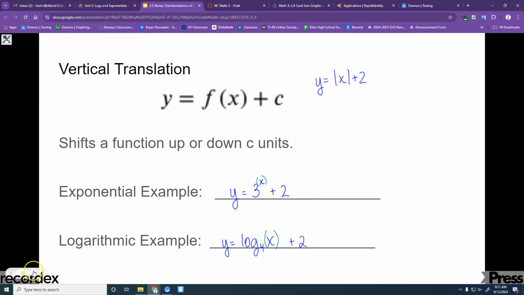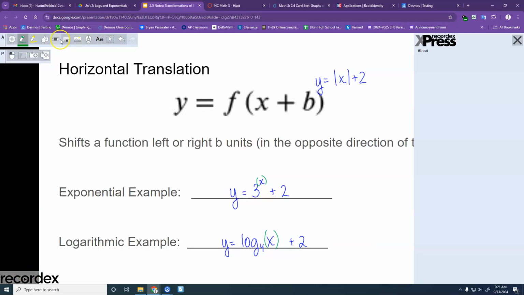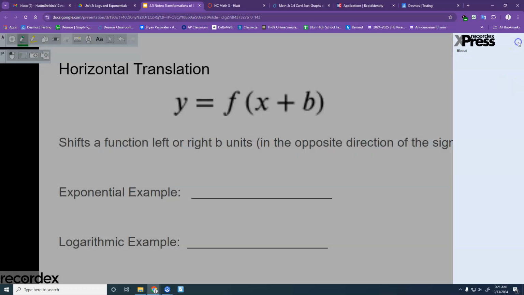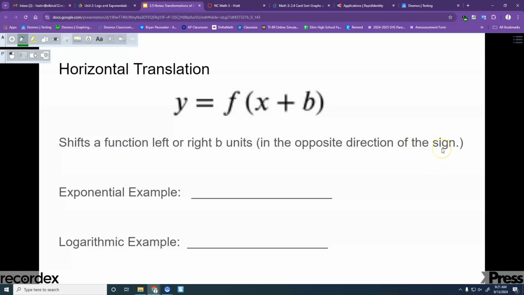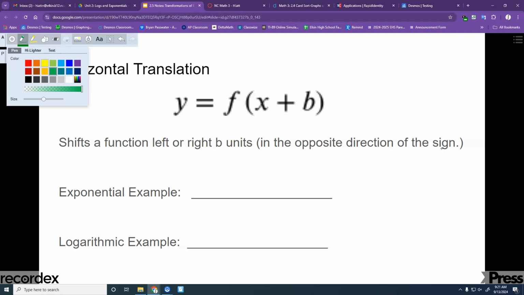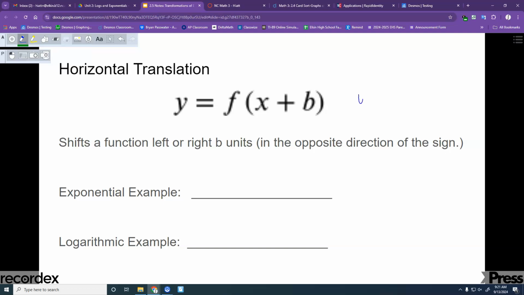Let's look at horizontal translations. Horizontal translations are left and right, and they go in the opposite direction of the sign. We've already done this once with absolute value. If I had something like y equals the absolute value of x minus 5, what would that do? That would be right 5.